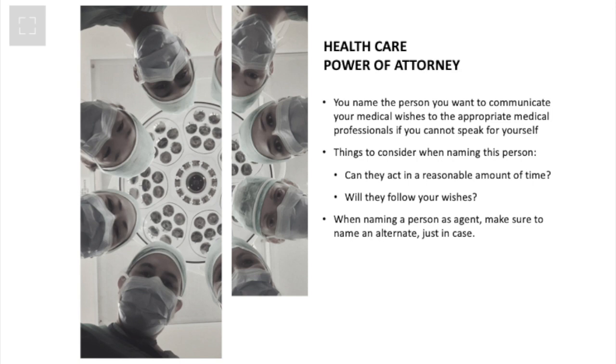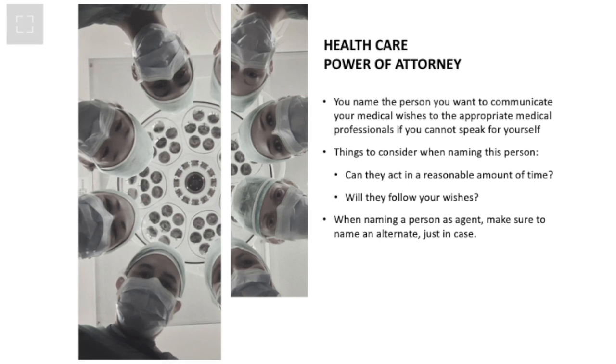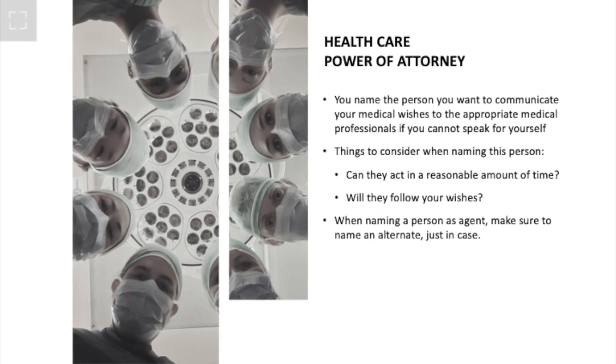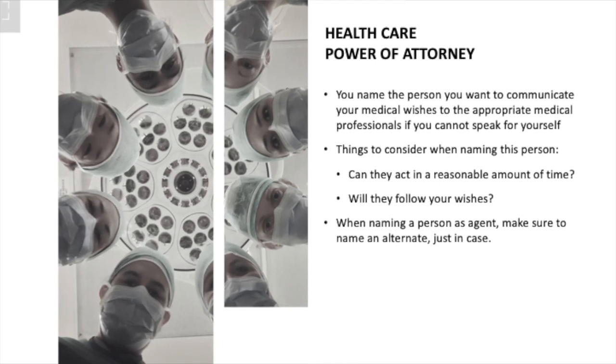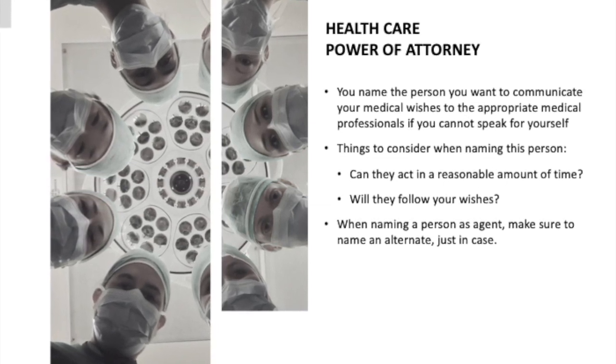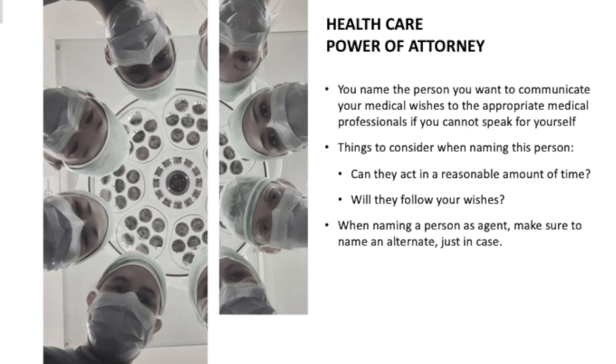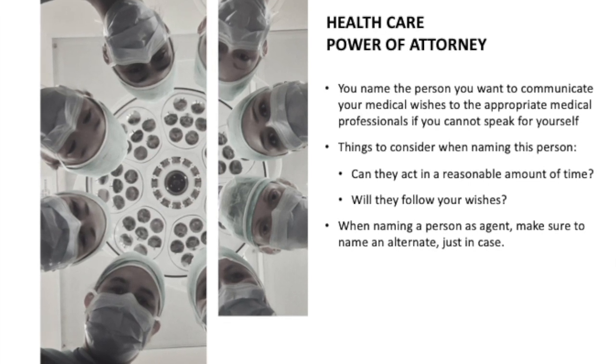So the question is, what documents should I have? So let's start out and just go through those documents. First, the healthcare power of attorney. In this document, you name someone who can make a medical decision for you. This can be anybody that you choose. Oftentimes it's a spouse and then children, but it can be a friend.